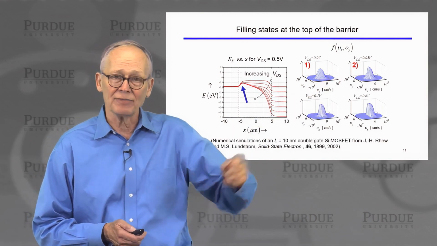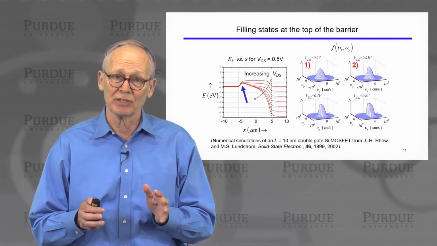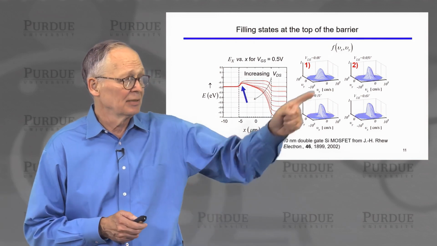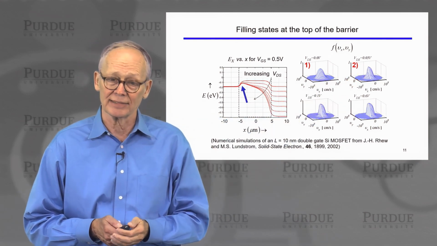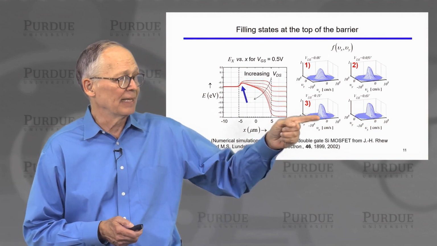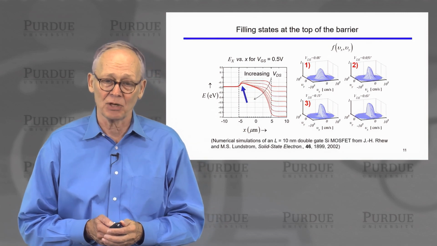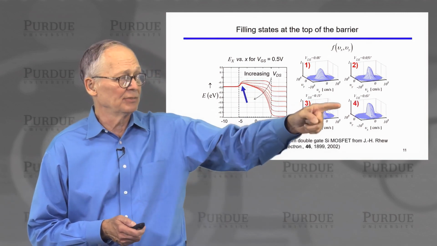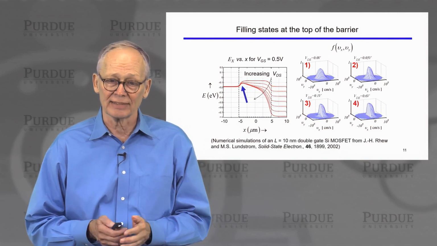The overall average velocity now would have a positive component in the x direction, because I have more electrons with positive velocities than I do with negative velocities. Increase the drain voltage a little more, and the contribution of the negative velocity electrons becomes even smaller. Increase the drain to source voltage enough, and there are no negative velocity electrons.